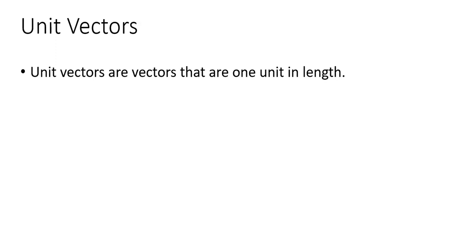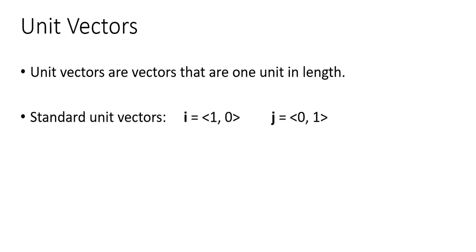All right, unit vectors. Unit vectors are vectors that are 1 unit long. What unit is it? Well, it depends what you're measuring. If you're measuring in feet, then it's a foot long. If you're measuring in inches, it's an inch long. Oftentimes, we don't even use units with them. There are standard unit vectors.